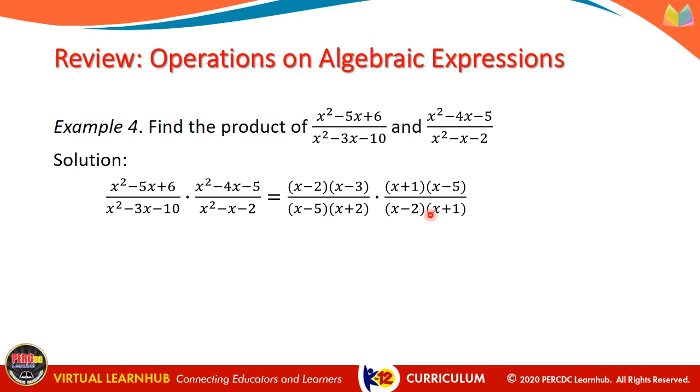Now, we can cancel the common factors in the numerator and the denominator. We can cancel x minus 2 and x minus 2. We can cancel x plus 1 and x plus 1, and x minus 5 and x minus 5. So our answer would be x minus 3 over x plus 2. That is our final answer.